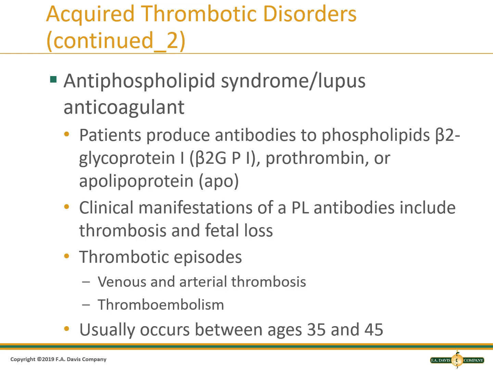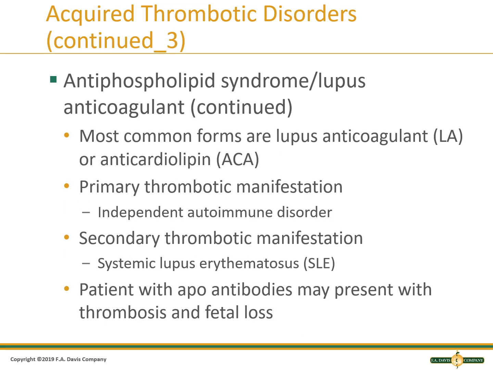We also have antiphospholipid syndrome or lupus anticoagulant, where patients produce antibodies to phospholipids, prothrombin, or apolipoprotein or APO. Clinical manifestations of a phospholipid antibody include thrombosis and fetal loss. Thrombotic episodes can be venous and arterial thrombosis, as well as thromboembolism. This usually occurs between the ages of 35 and 45.